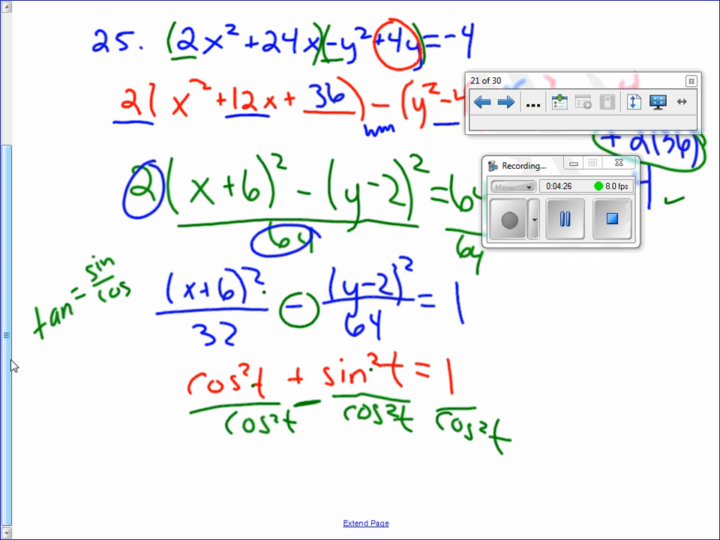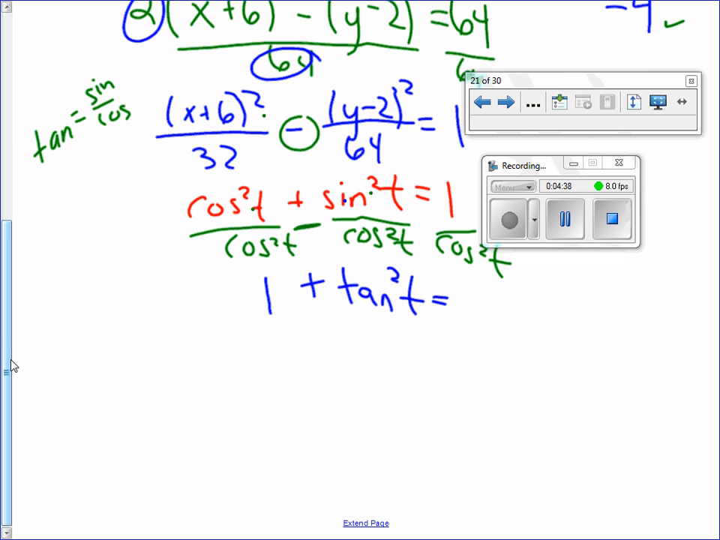So that makes this cosine squared divided by cosine squared is 1, plus sine squared divided by cosine squared is tangent squared, and 1 divided by cosine squared is secant squared.